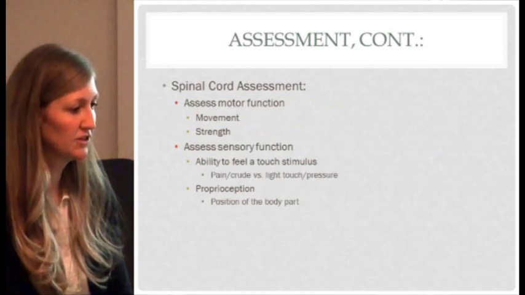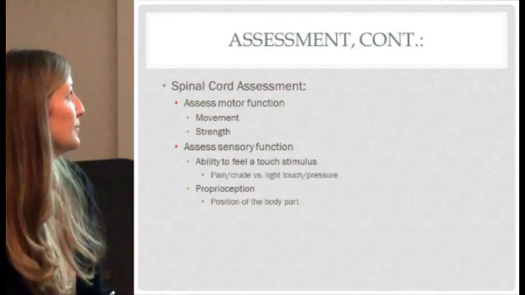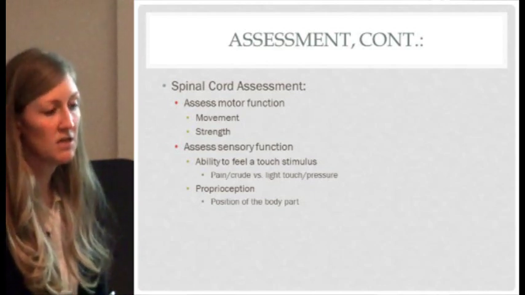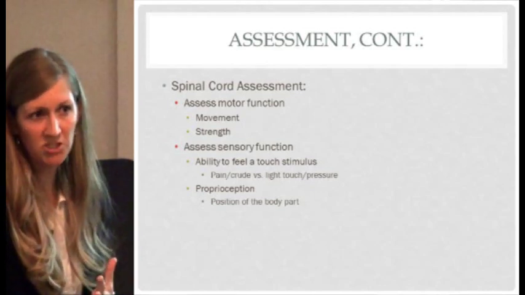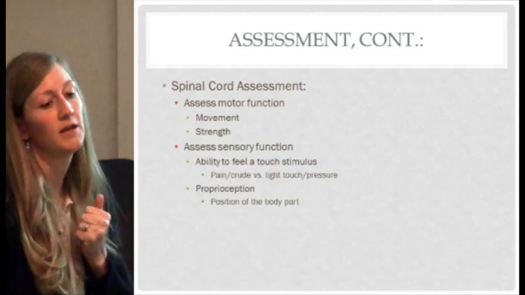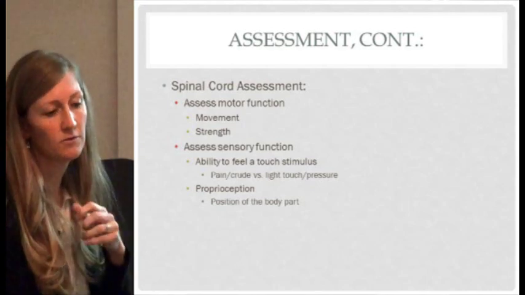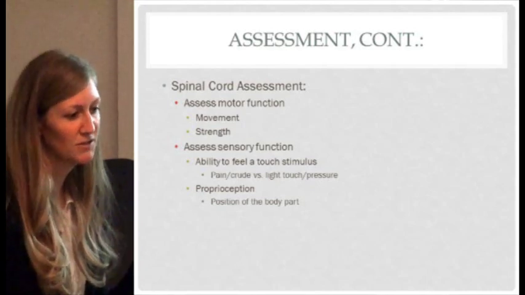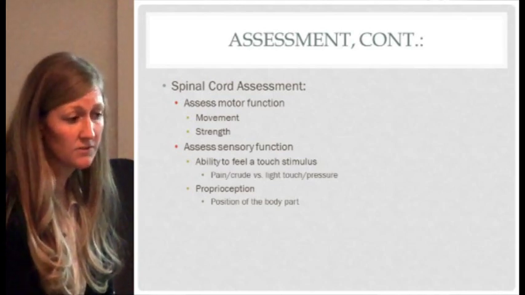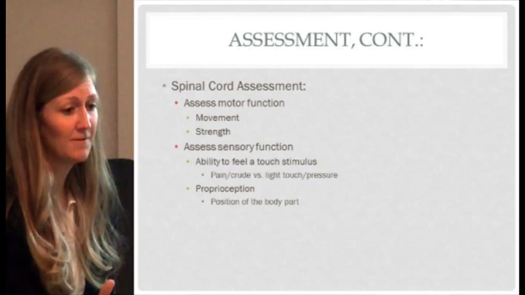So continuing with the assessment, you're going to assess for motor function and sensory function. So what makes up the motor function is movement and strength. Just like with our GCS, we're testing for, how strong are they? Can they flex their arm? Can they open and close their fingers? Those types of things. And then the sensory function, we're determining whether or not they can even feel us touching.